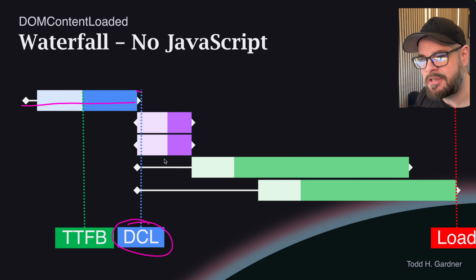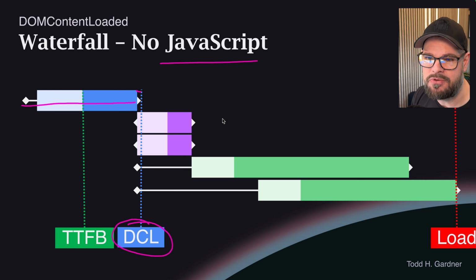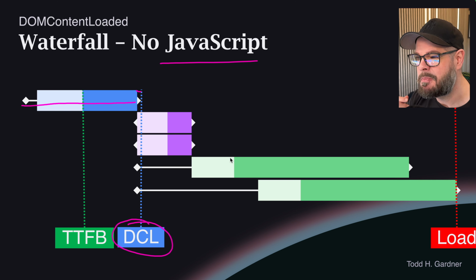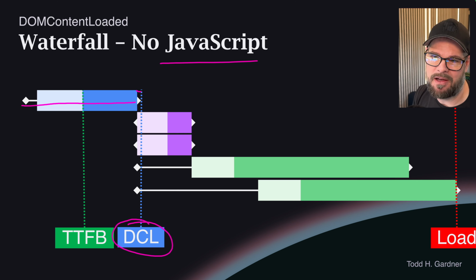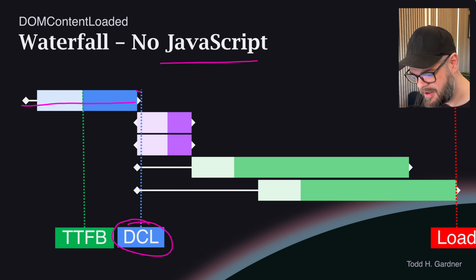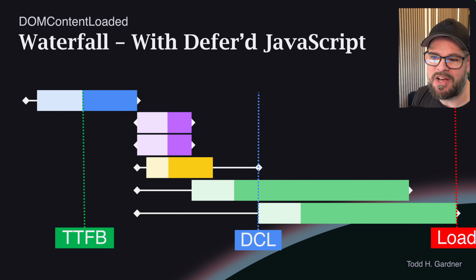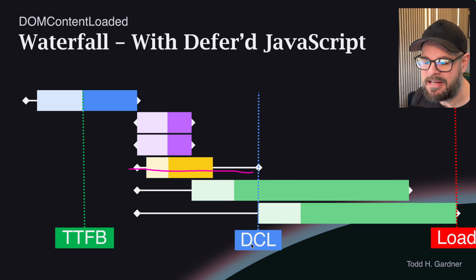Now notice in this particular waterfall chart, there is no JavaScript. No JavaScript is involved here because JavaScript is an important influencing factor of DOM content loaded. And most websites are going to have some JavaScript. So how does this change if there's JavaScript on the page? Well, here's another example where there's some deferred JavaScript on the page. Now, DOM content loaded by definition will wait for all the JavaScript to fully execute and run. That includes both blocking scripts and anything tagged with a defer attribute. So the JavaScript will not only be discovered, but will have executed before DOM content loaded fires.